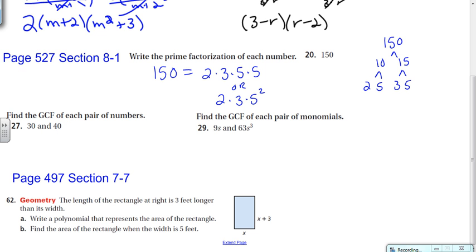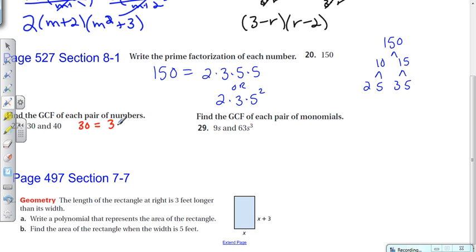But if you really want to make sure that you're right, you say 30 can break up into 3 times 10, but 10 is 2 times 5. 40 can break up into 4 times 10, but 4 is 2 times 2, and 10 is 2 times 5. So I've prime factored my 30 and my 40. They have in common a 2, they have in common a 5. So my GCF is 2 times 5. So I was right when I said it was 10. So if you can do it mentally, that's how I want you to do it.